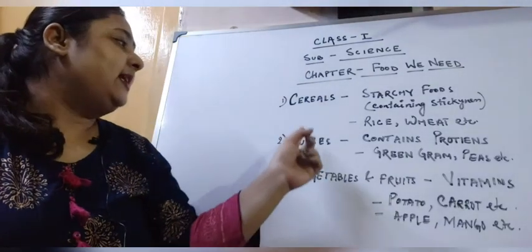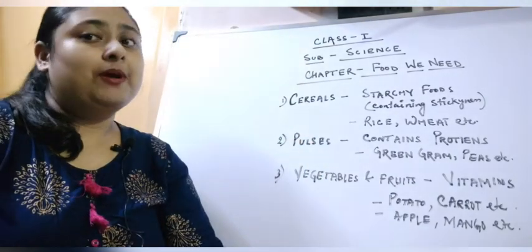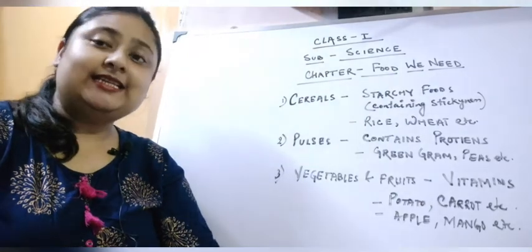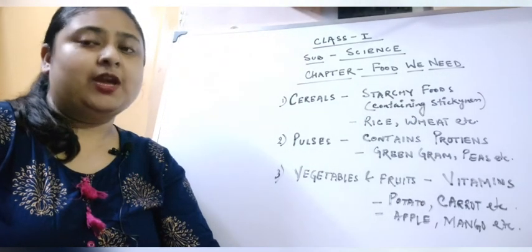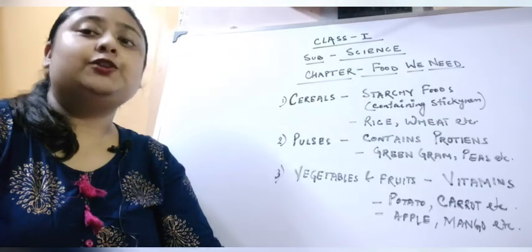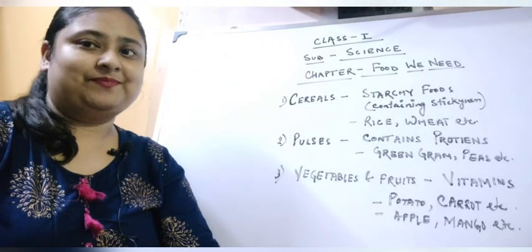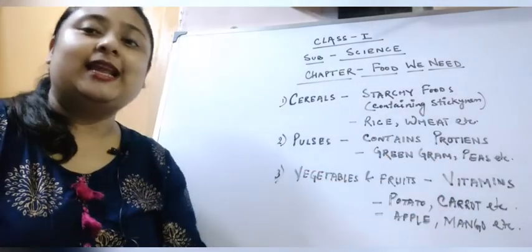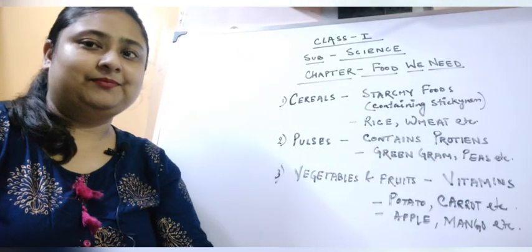Next is pulses. Pulses usually are known as dals. They contain protein. Proteins help us to build our muscles. For example, green gram, peas, lentils, etc.